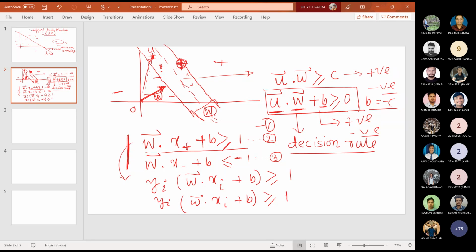Because if you put the value -1 here, that is Yi, if we multiply with -1, then the inequality will change. This part will be greater than, and then the equation will be 1. So basically both are the same equation. This will be applicable for the positive sample, and this one will be applicable to the negative sample.